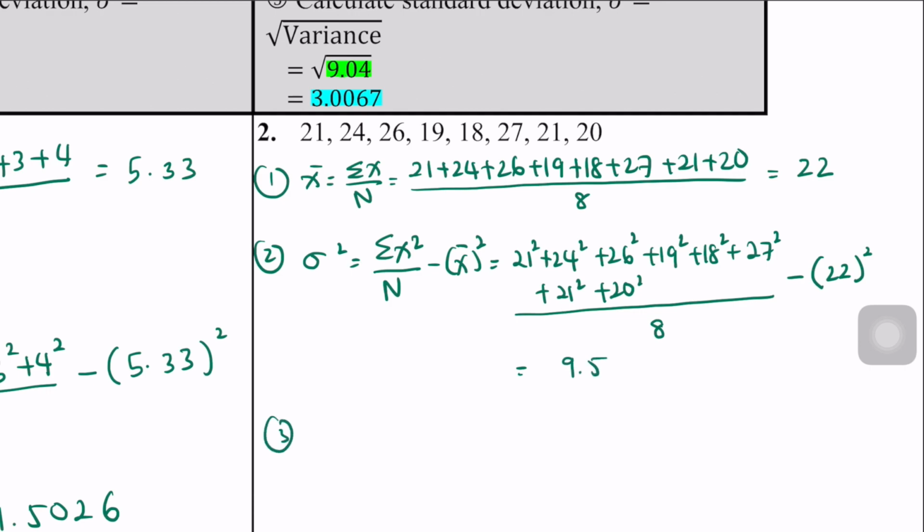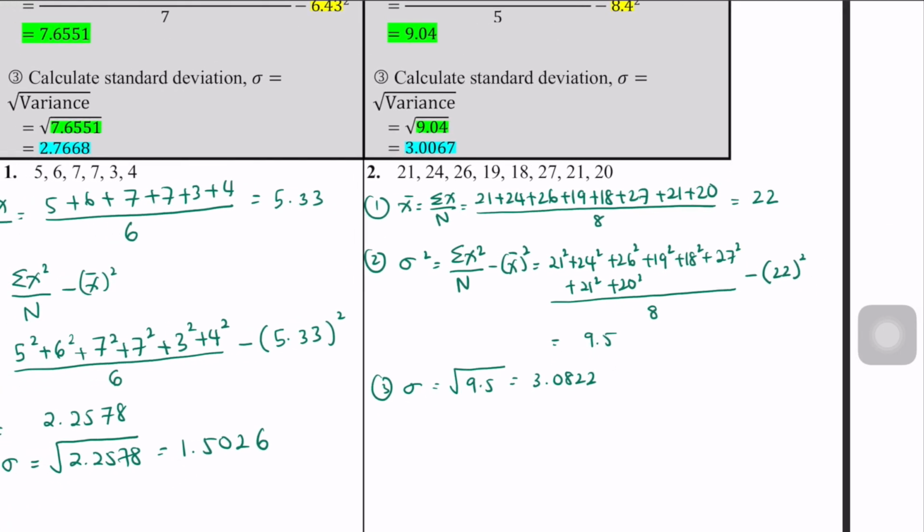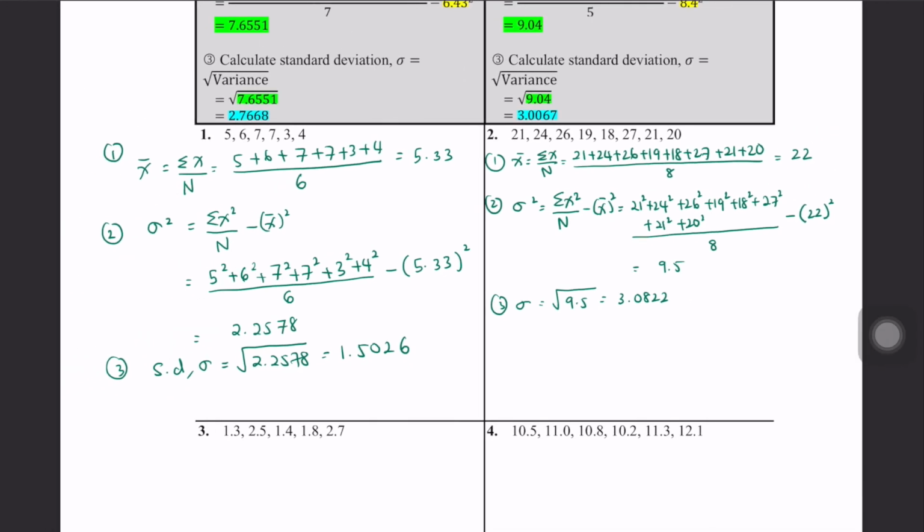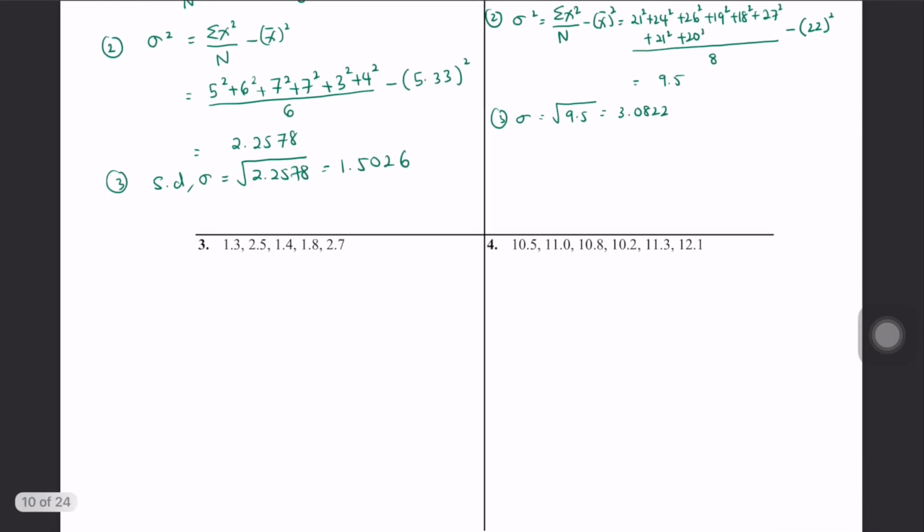The last one is standard deviation. Just square root the value of variance, and you will get 3.0822. So that's it. Simple, right? You can try yourself for number 3 and number 4.